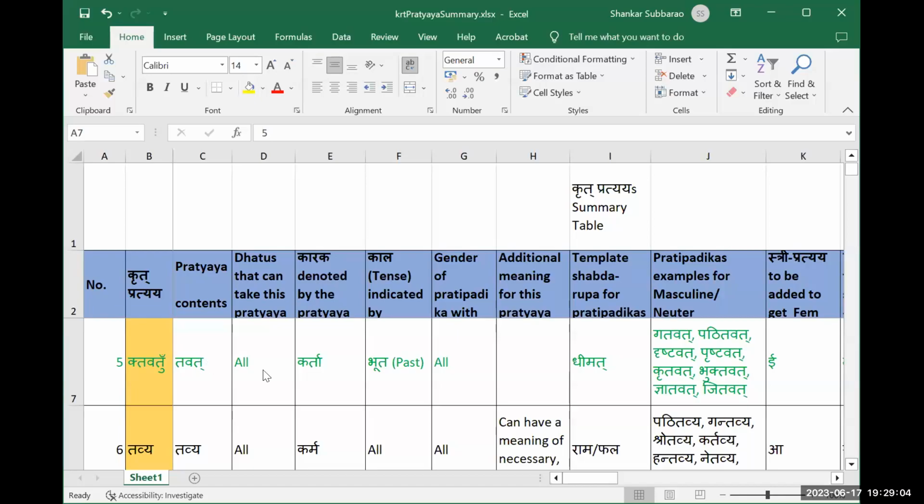Clear enough? I'm just dwelling on one thing here. When you have these kridantas, it's very important to be cognizant that they come in all genders. But when you use the word, then the other words which go with it have to go in that gender. That's one important point. Another one is: if it's kartari prayoga, what will happen? If it's karmani, what will happen? You have to know the difference.